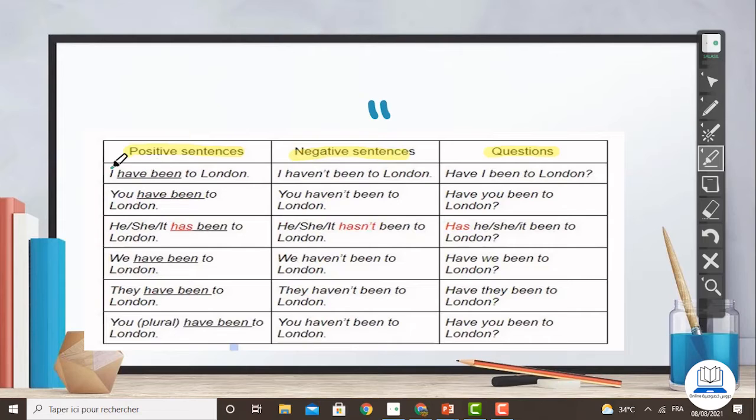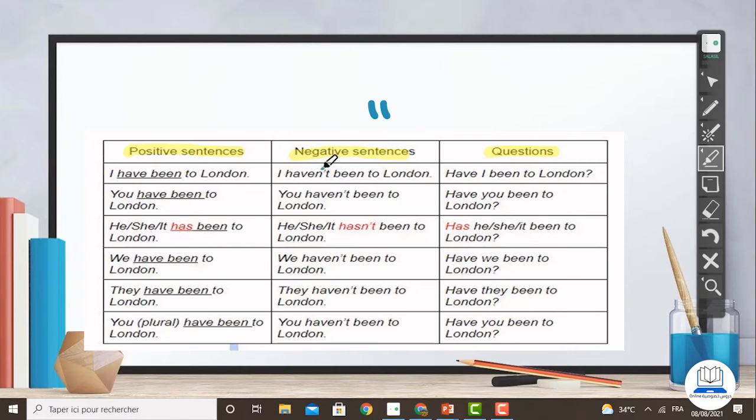So I have been to London. So I plus have and been. You have been to London. He, she, and it has been to London. So here is the remark: the verb have changes with the third person singular, with he, she, and it. We have been to London. They have been to London. And you have been to London. So the change occurs only with he, she, and it.